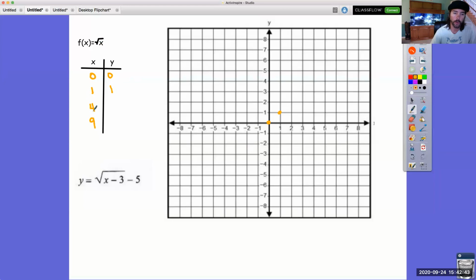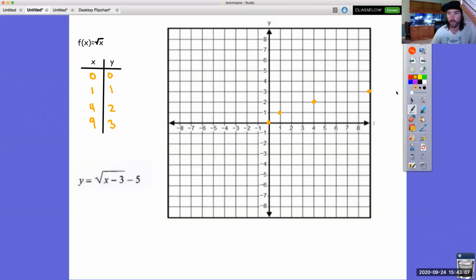I plug in a 4. The reason I chose 4 is because 4 is a perfect square, and it is very easy to take the square root of 4. Square root of 4 is 2. So over 4, up 2. And then the last point that I went with was 9, because 9 is a perfect square. It's a whole number when I take the square root of it. The square root of 9 is 3. So I'll go over 9, up 3.